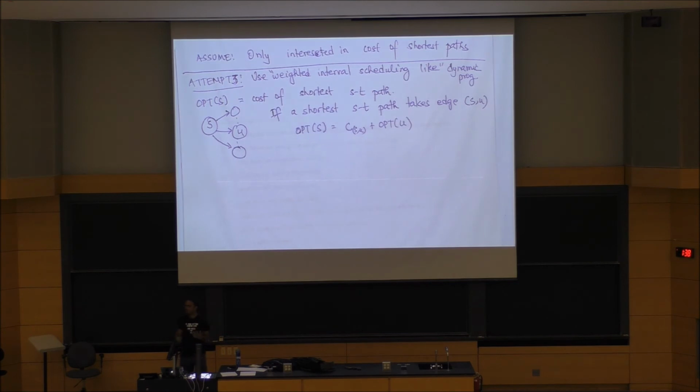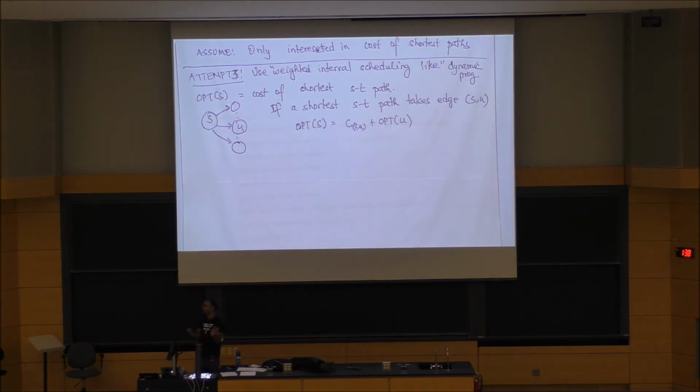And then we just take the shortest path from U to T. And in particular, in general, we don't know which edge the shortest path would take. We cannot, for example, take the shortest cost edge out of S. We've already seen that doesn't work. So the best way to combine all of this is, since I don't know which path it's going to take out, let's just take the minimum of all possible ways of getting out of S.